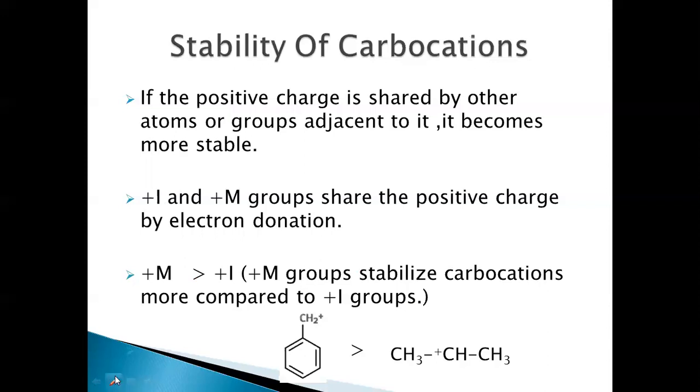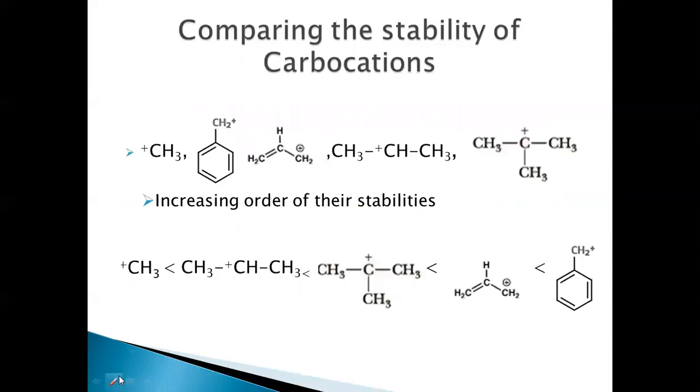Let's see the stability of these. The same thing here: the plus I and plus M groups share the positive charge by electron donation and will stabilize the carbocation. When we compare the stability of different carbocations, the CH3 here is a primary carbocation, and the positive charge is not shared by any other adjacent group, so this is the least stable in the order.